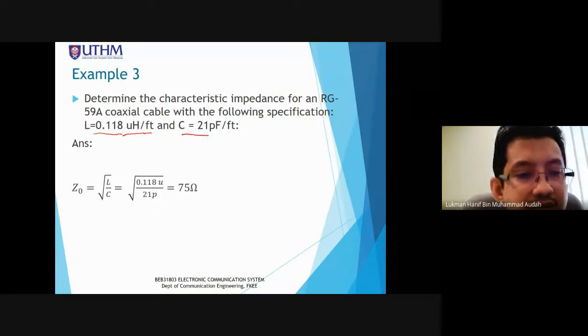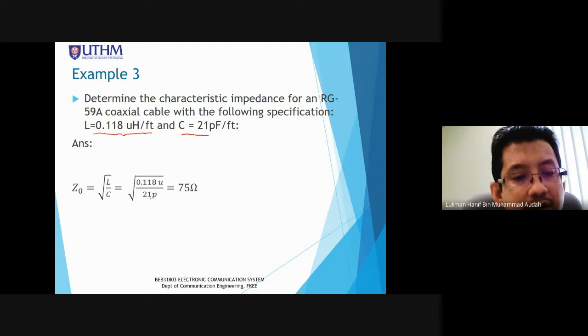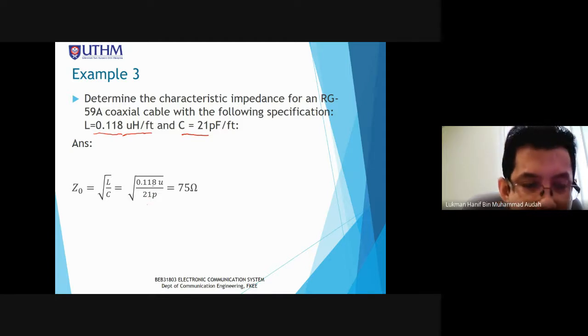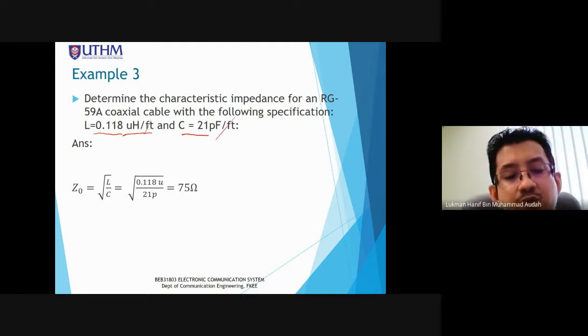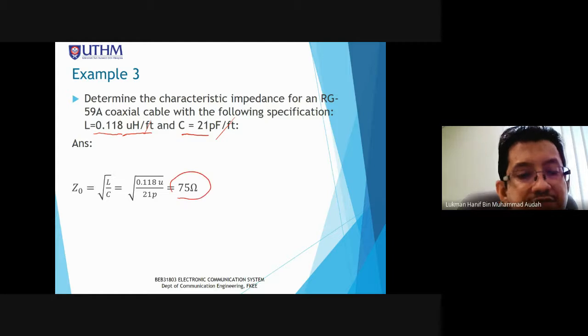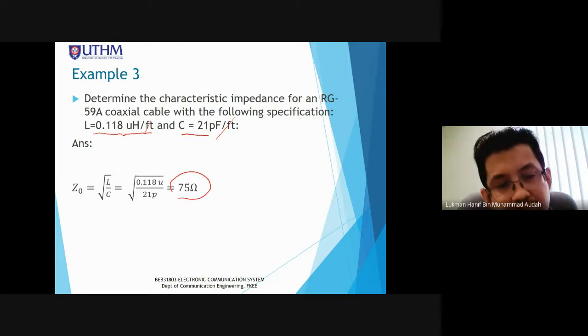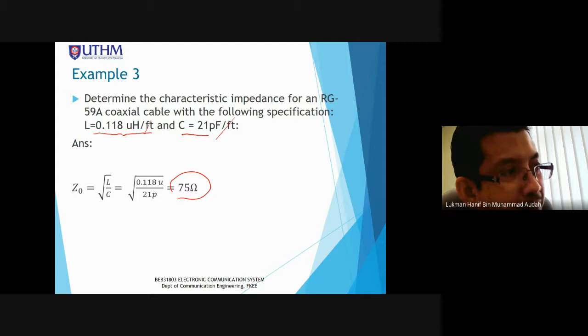So we put inside square root of L 0.118 microhenry per feet and divide with 21 picofarad per feet. So since kita bahagi mana feet ini, kita boleh potong. So we get 75 ohms. Okay, 75 ohm.